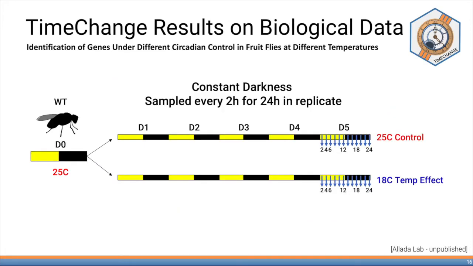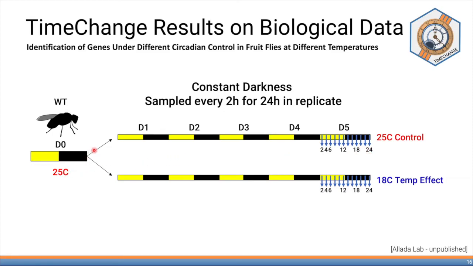Preliminary results using time change on biological data looked at differential cycling dynamics in transcriptomic time series data collected by our collaborators in the Alata lab. RNA-seq gene expression was measured every 2 hours in replicate over the course of a circadian cycle in fruit flies.